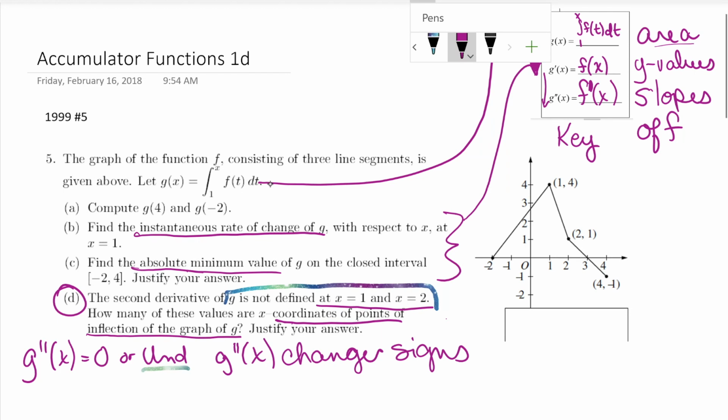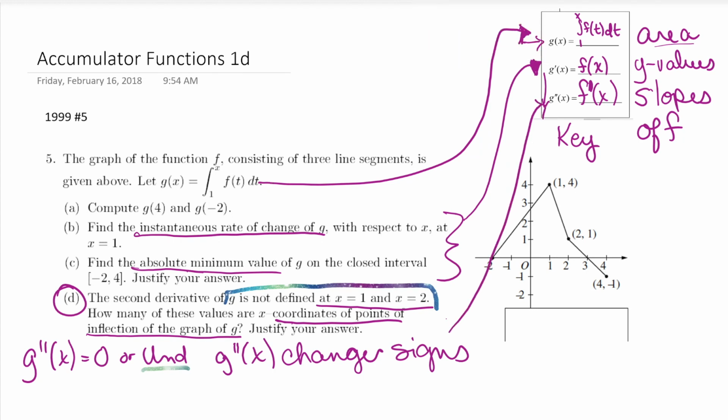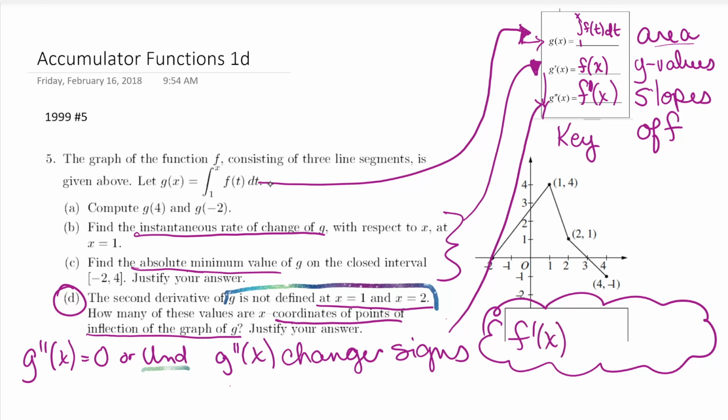So let's go back and see how G double prime relates to F. So I'm coming to my key. Here I go to my key. There I am. And I know that G double prime is the slopes of F, or F prime. So I need to see if F prime, this is what I'm thinking, ignore this little box, if F prime changes signs.